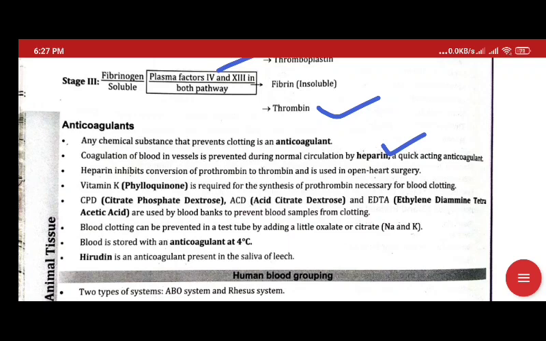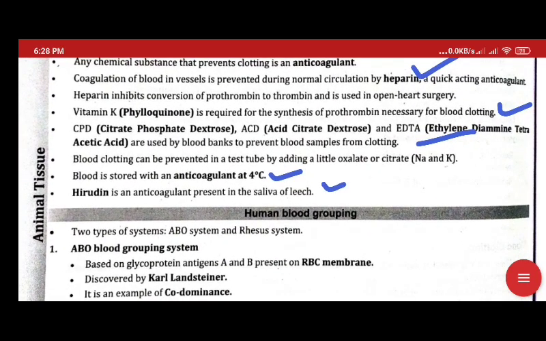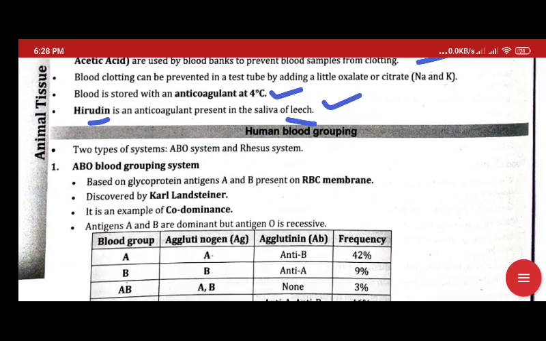Now vitamin K is necessary for blood clotting. CPD, ACD, EDTA are all anti-blood clotting agents. CPD, ACD means citrate phosphate dextrose. Blood clotting time is 8 minutes, and the anticoagulant hirudin is in leech. I have told you that leech saliva is for easy blood sucking, and the person doesn't know.